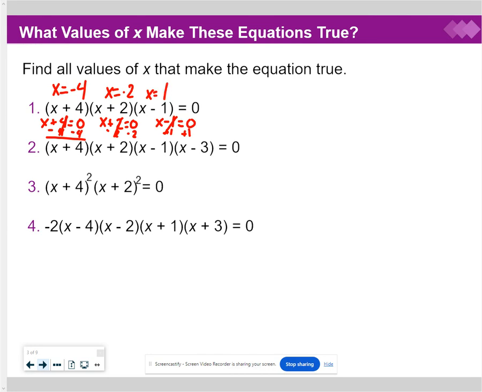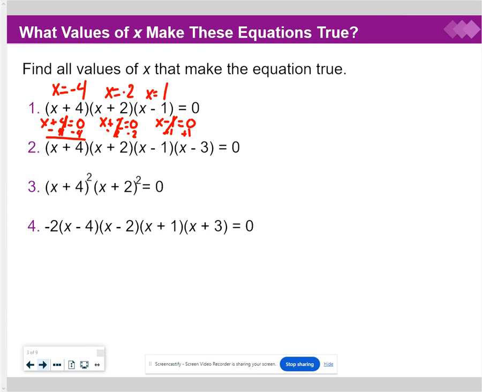Now, if you look at those, you can see that really what's happening is I'm changing the signs of the numbers that are either being added or subtracted with the variable, right? So -4 plus 4 is 0. -2 plus 2 is 0. 1 minus 1 is 0. So you can certainly write out all those equations. I would hope, though, that you could maybe just figure out in your head and write down an answer. And I'm perfectly fine with you doing that.